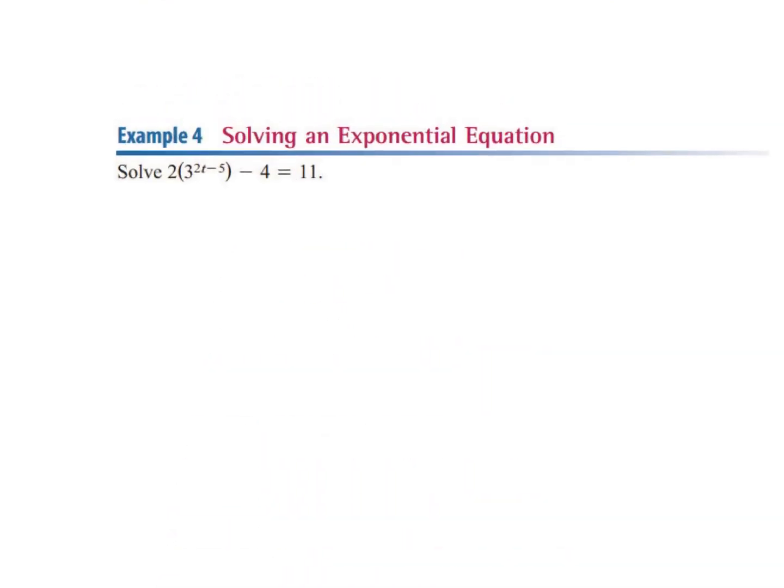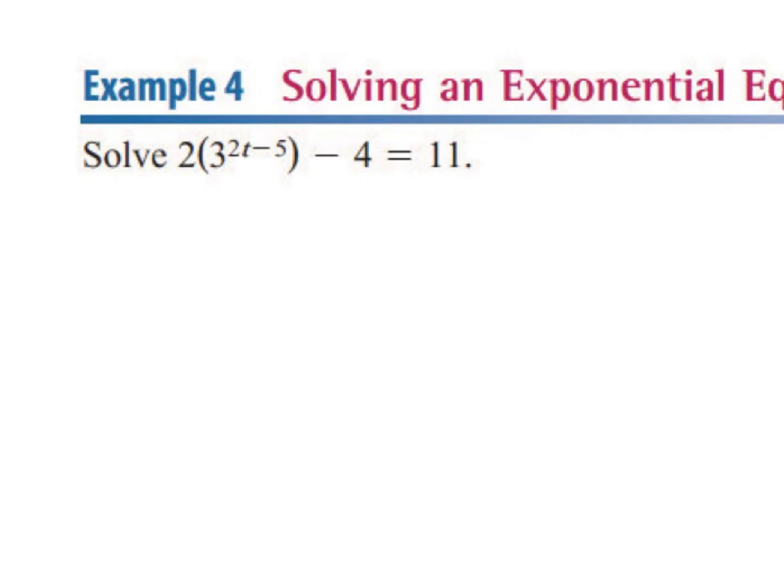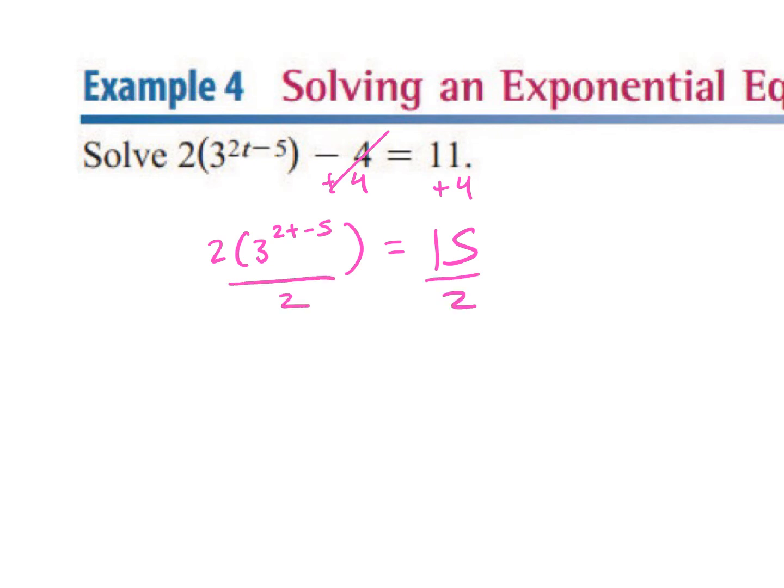All right, let's look at example 4. What should I do first? Add 4. So 2 times 3 to the power of 2t minus 5 is equal to 15. Then what should I do? Divide by 2. So 3 to the power of 2t minus 5 is equal to 15 divided by 2, which I'll say 7.5.